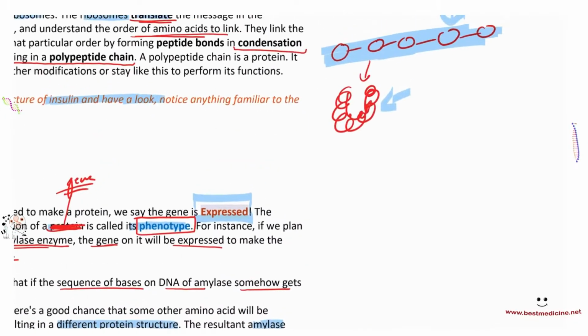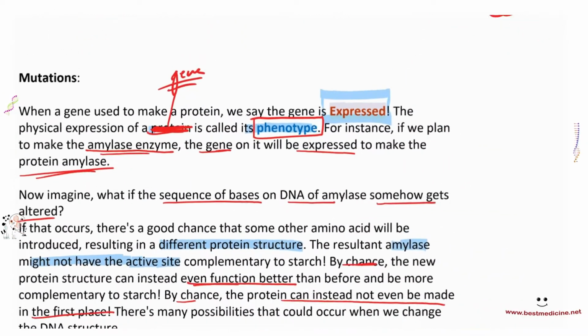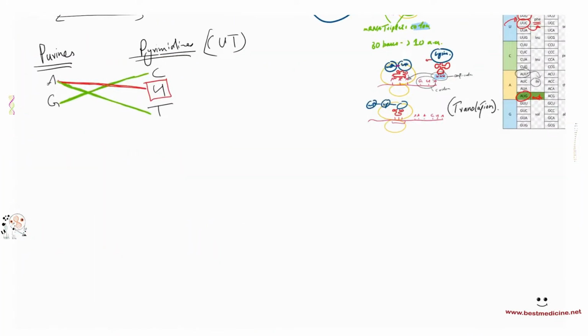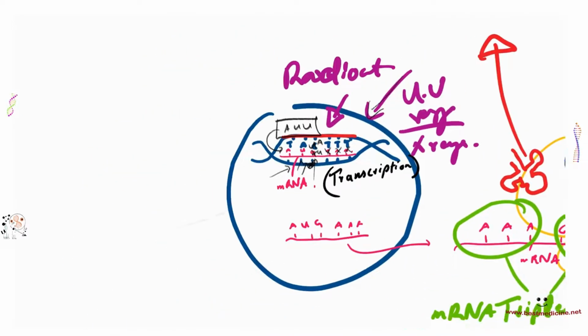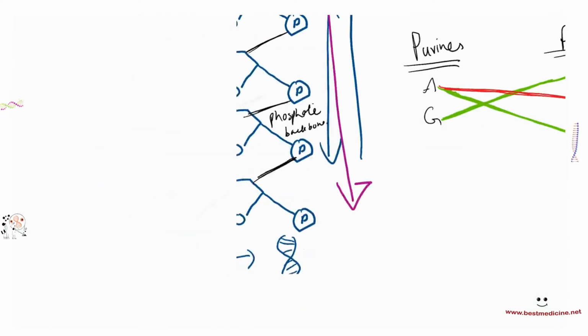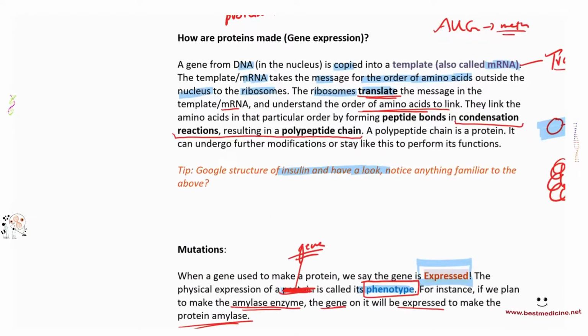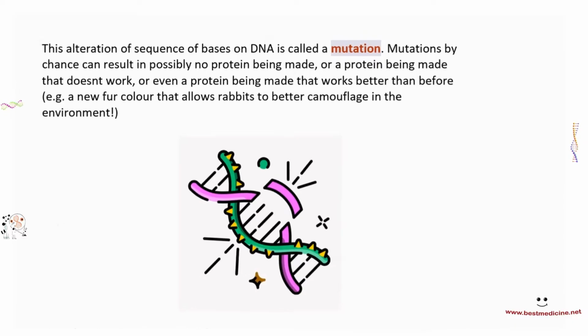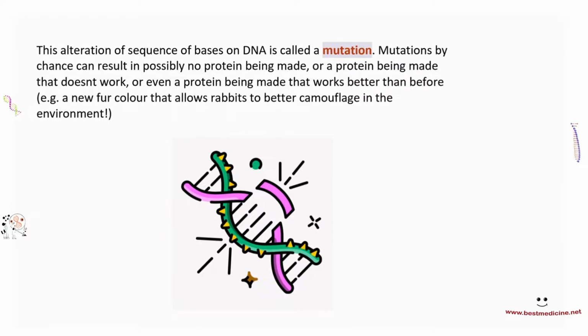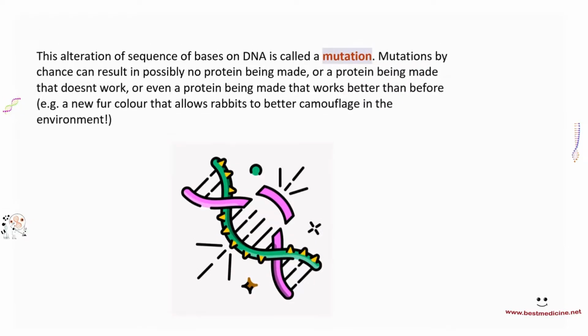And so I have explained this here. What happens is that when we change the structure of DNA, then we get a different protein. You understand? It could get a different protein, but sometimes the proteins can also be the same. This alteration of DNA bases is called a mutation. Mutations can result in possibly no protein being made, or a protein being made that doesn't work, or even a protein being made that works better than before, right?